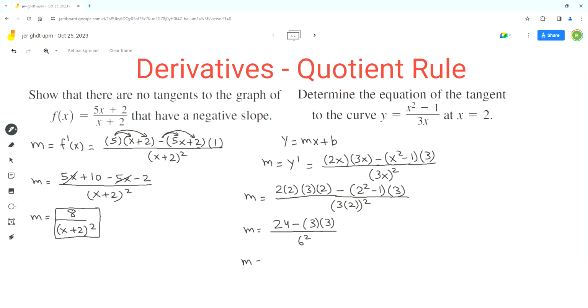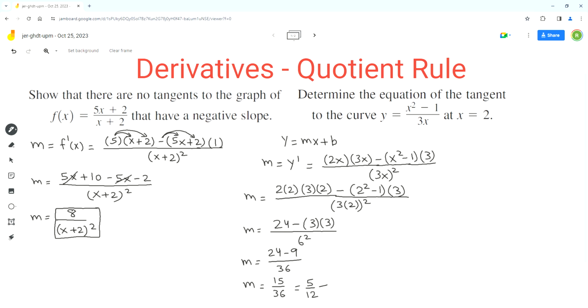Now we can simplify it further. So we get 24 minus 9 over 36. Now we can subtract 9 from 24. So we get m equals 15 over 36, which can be reduced to 5 over 12. So this should be the final answer for the slope of the tangent at x equals 2.